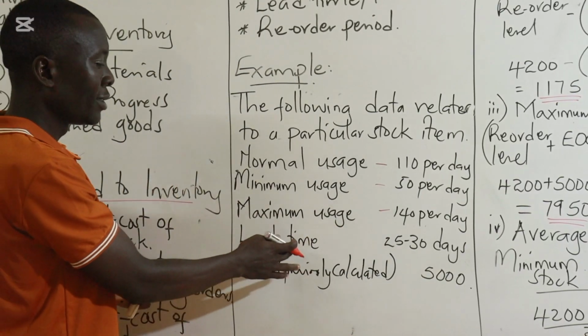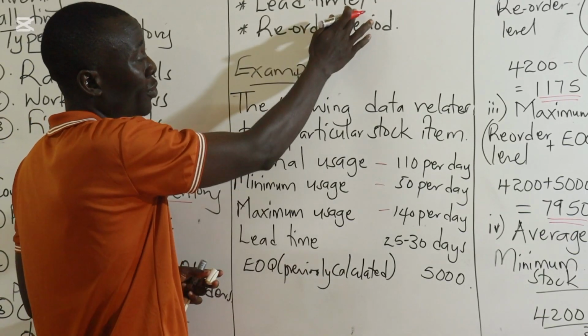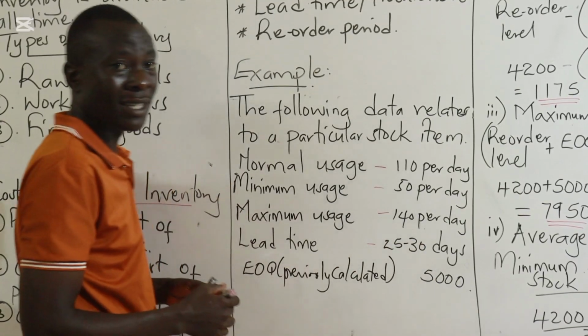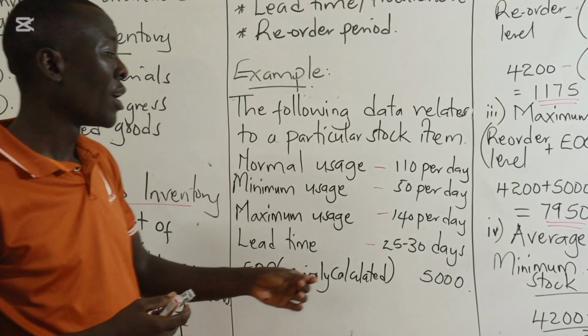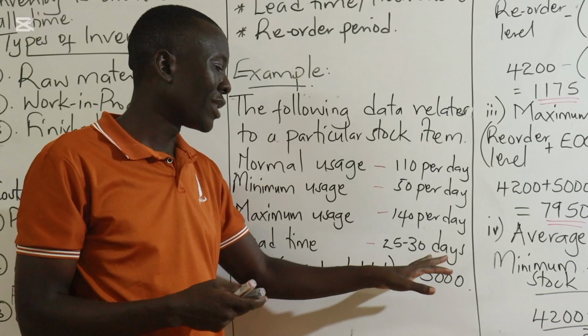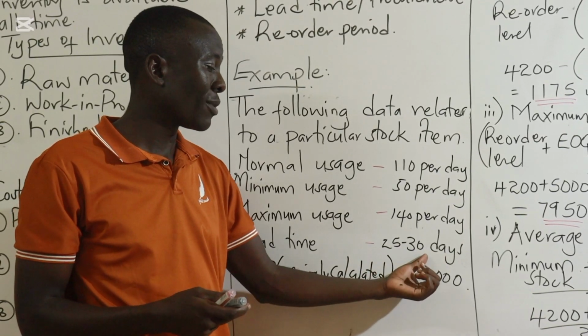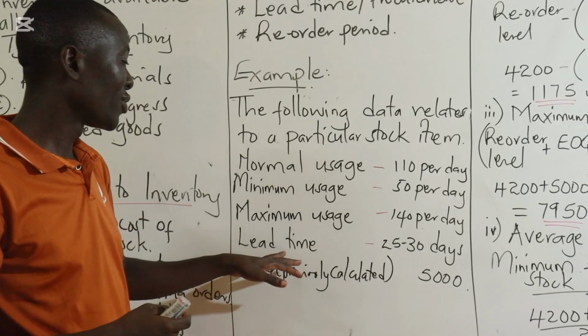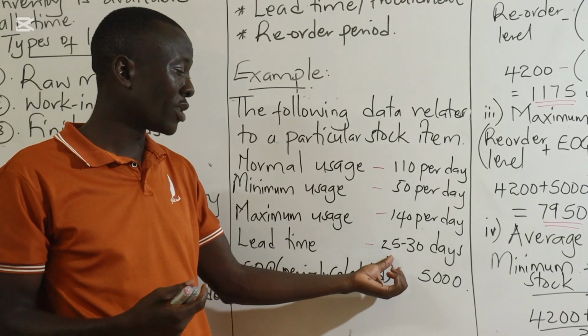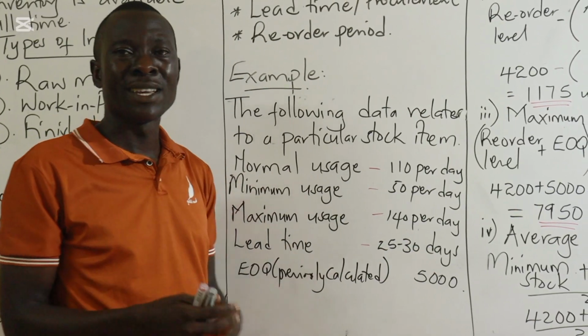We have lead time. I said lead time is the procurement time, and here we have been given 25 to 30 days. That means when we place an order, we receive the commodities within 25 to 30 days, a minimum of 25 and a maximum of 30 days. It is important to note that lead time has a minimum and maximum, and therefore the minimum here is 25 and the maximum is 30 days.